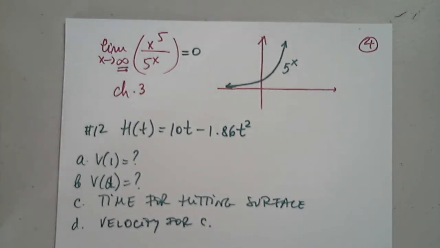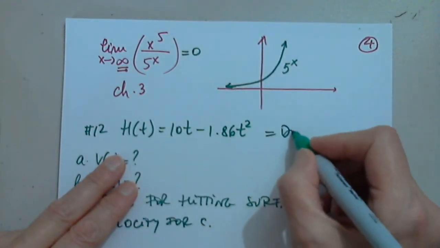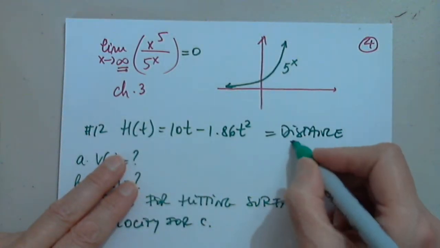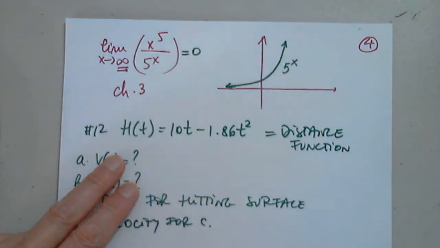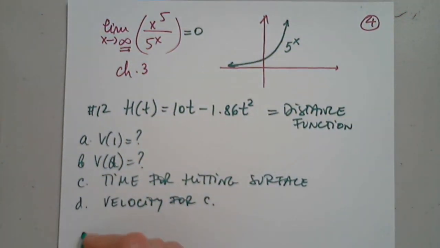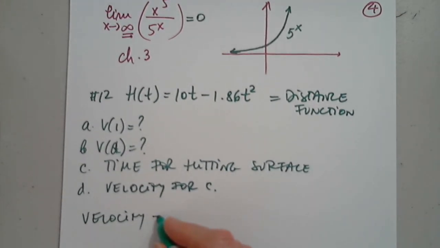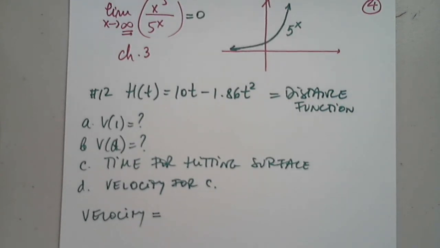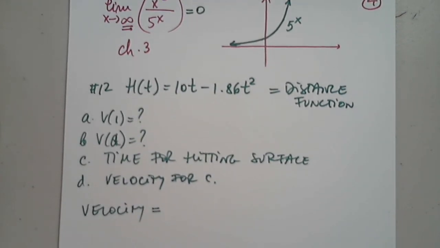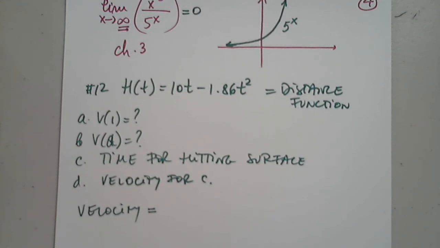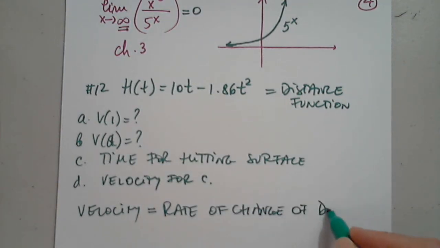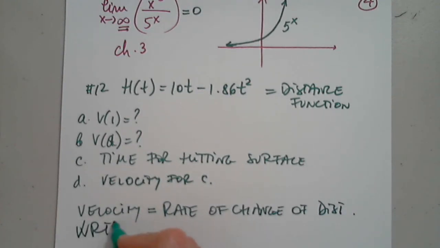Good. So this is the distance formula, or distance function. What does the velocity mean? By definition. Any definition. What does the velocity mean? Distance something travels over a period of time. Exactly. So the rate of change of distance with respect to time.